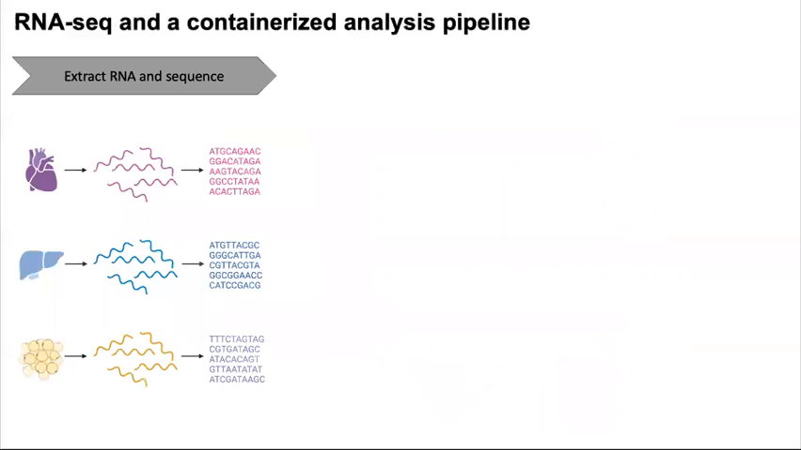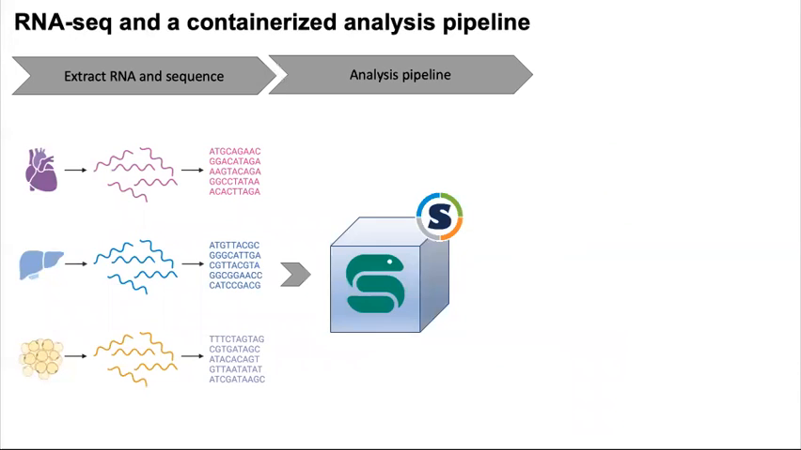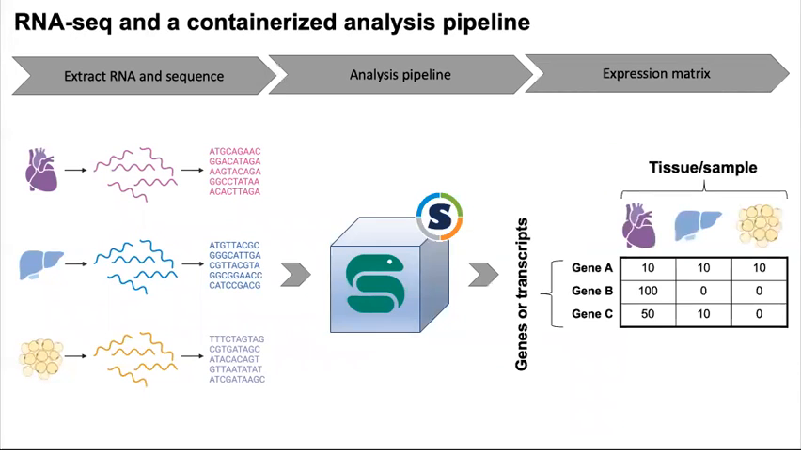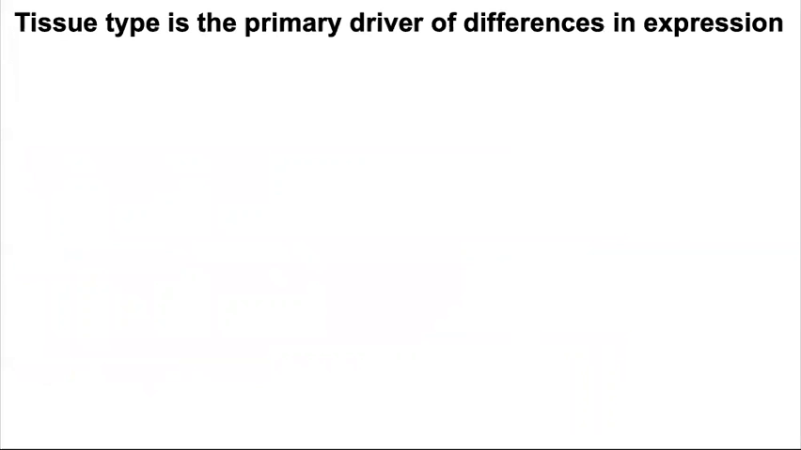Towards that end, we use RNA-seq, where we extract RNA from all of our tissues of interest. We run them through the analysis pipeline that we built, and we ultimately end up with this sort of table describing the expression of each gene across all of those tissues. So this is the quantification aspect of this. And what we can do with that then is start asking some questions.